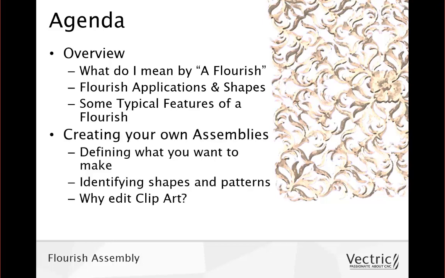Then we'll take that a stage further, where we come to look at how we might want to create our own flourishes and assemblies of these flourishes. So we'll look at how we start from scratch, how we define what we want to make. We'll explore in much more detail the shapes and patterns that are involved in these and how to identify them so that we can recreate them. And then we'll look at the topic of why we might want to start with an existing piece of clip art and edit that rather than work from scratch. Finally, we'll just summarize everything that we've talked about.